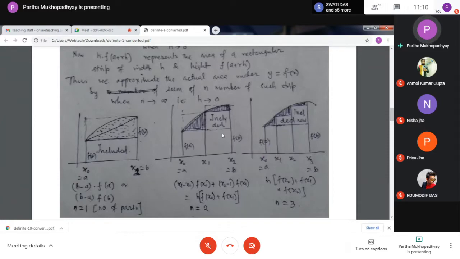But in that case, our approximation is better. Why is it a bit better? Anyone can say why it is better?